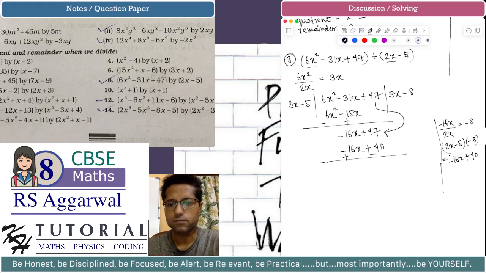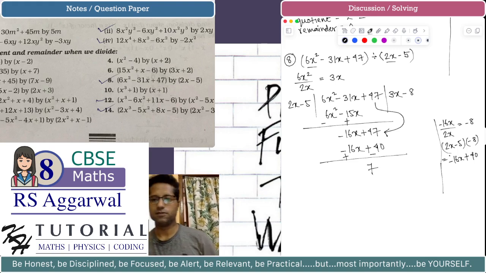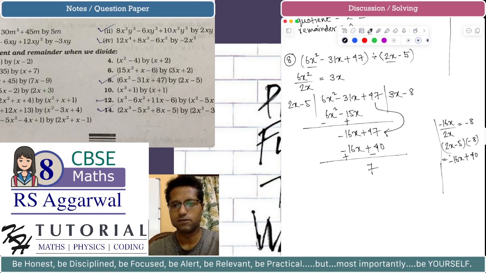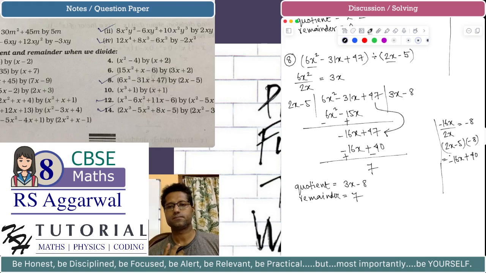So it will be 7. There is a remainder 7, and the remainder 7, its degree is 0, which is less than the degree of the divisor, which is 1. So the long division method ends here, and we can say that quotient is equal to 3x minus 8 and remainder is equal to 7.